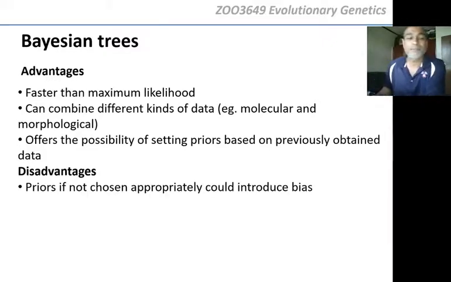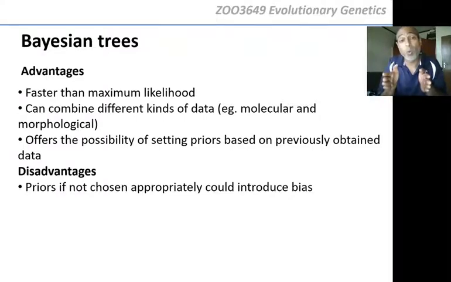There it is. The priors, if not chosen properly, could introduce bias. What this sentence under disadvantages is saying is, if you choose the wrong prior, if you say to the analysis, don't search everywhere like normal likelihood, search only within these limits, because I've got prior information that the tree is between these limits here. Don't search on either side. Search only in those limits.